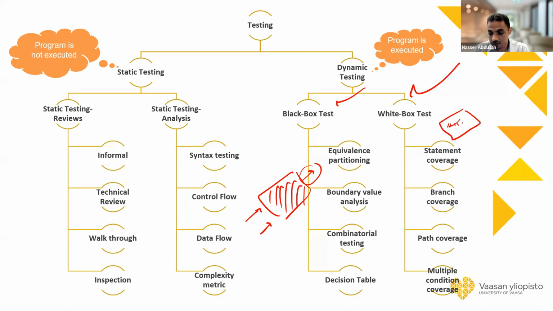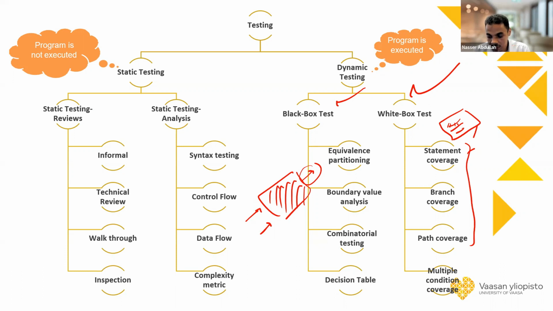Here we do the same thing, we generate the test cases, but here we have the code. We can see the code, and then we generate the test cases based on that code. That's why we have something called code coverage. In these methods, we try to generate test cases that cover all the code. That's why we have statement coverage, branch coverage, path coverage, and multi-condition coverage. We have different types. The purpose of white box testing is to cover everything in the code.